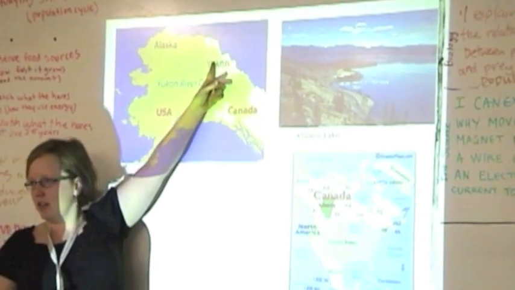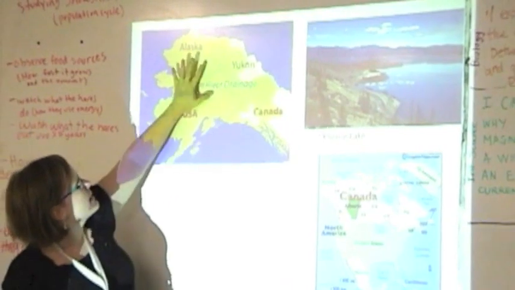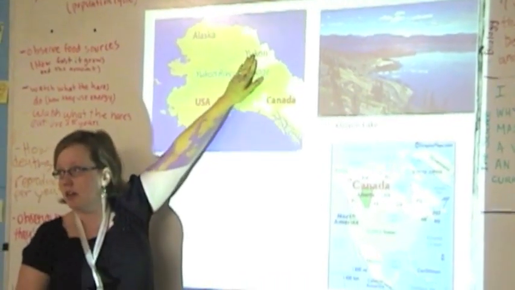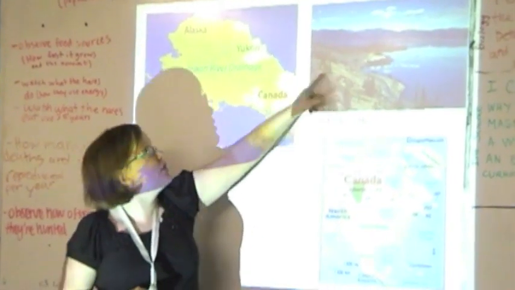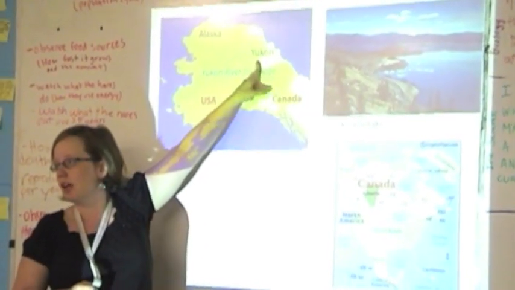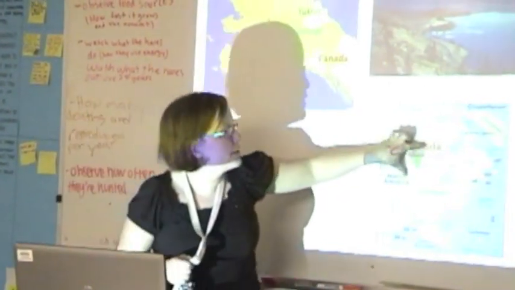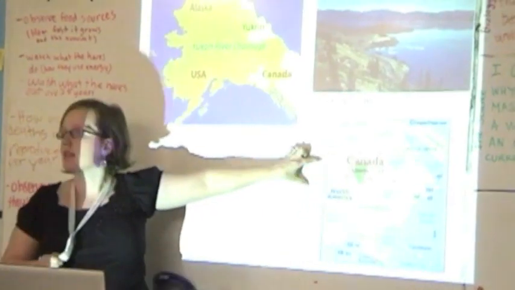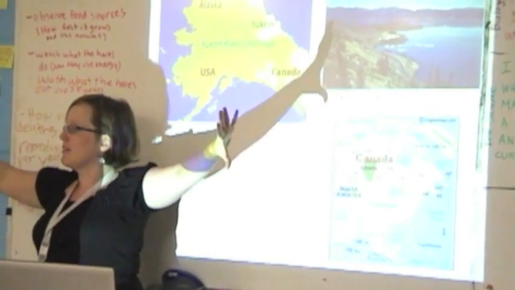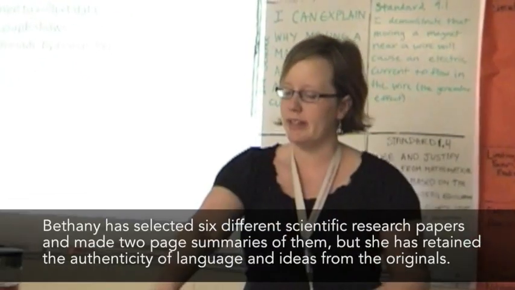Yukon is right here. So if this is Canada and this is Alaska, it's just up north here, Yukon. And then another place they talk about is this lake, which is in the Yukon area. The territory where the snowshoe hares are is this boreal forest, and it went across, kind of across the span of Canada. You're going to read one section of the article.